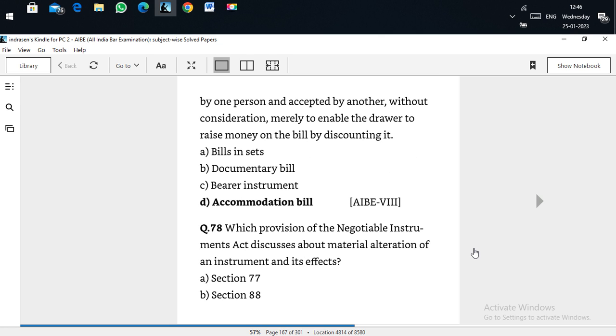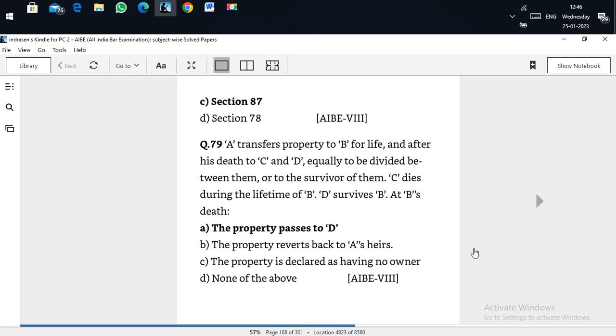Which provision of the Negotiable Instruments Act discusses the material alteration of the instrument and its effects? Section 87 talks about material alteration of instruments and its effect.